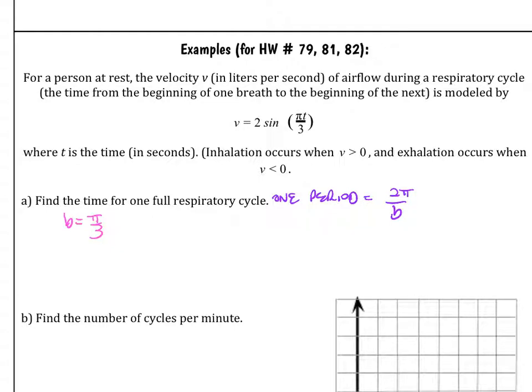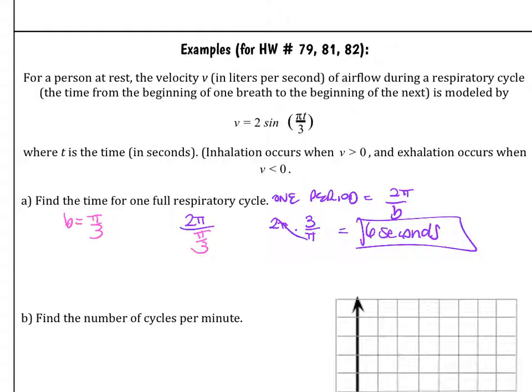So then we solve. 2 pi over pi over 3. So that's 2 pi times 3 over pi, right? You flip and multiply. So therefore, this is 6 seconds. That is one full respiratory cycle. So I'm just going to write in words, one cycle in 6 seconds.